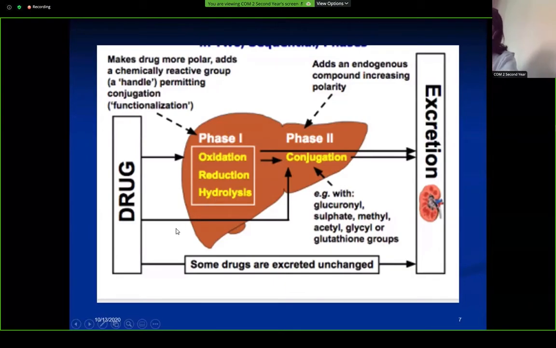Now, some drugs might be excreted unchanged. With some drugs, there is nothing I can say that applies to all drugs. So most drugs go through phase 1 and phase 2. Some of them, as you see, go directly to phase 2. Some of them will be directly excreted, but these are exceptions. Usually you follow phase 1 and phase 2, then excretion.